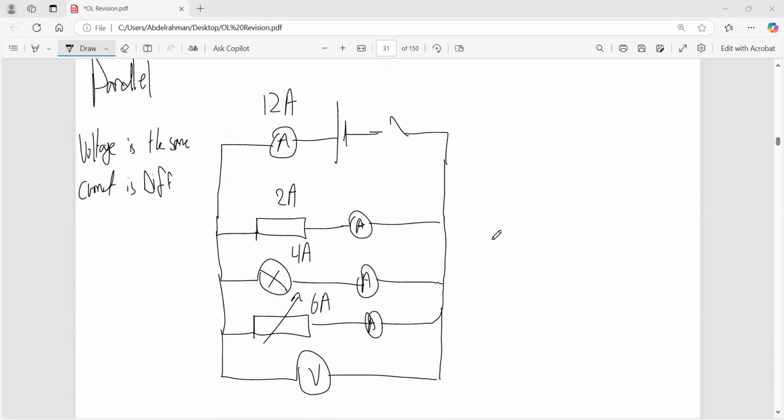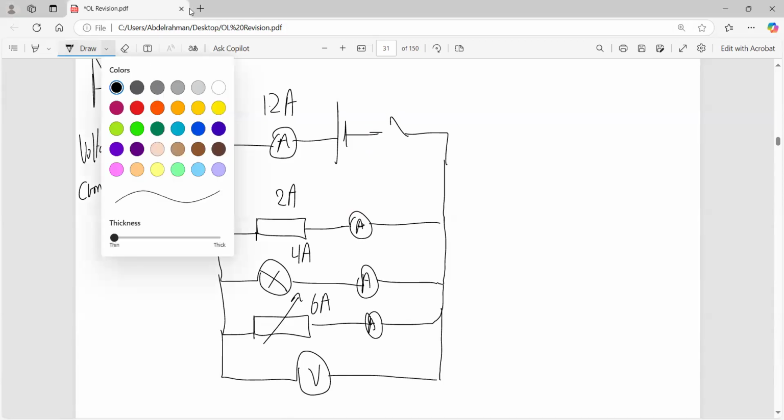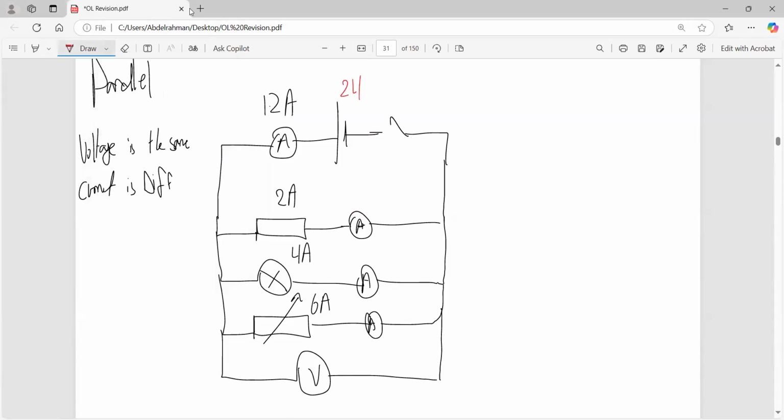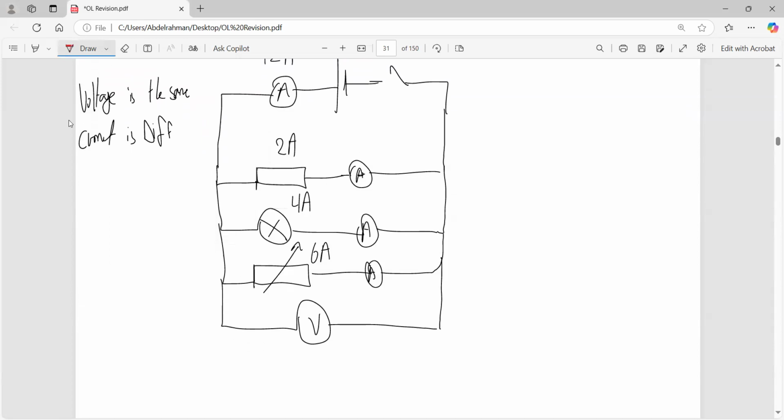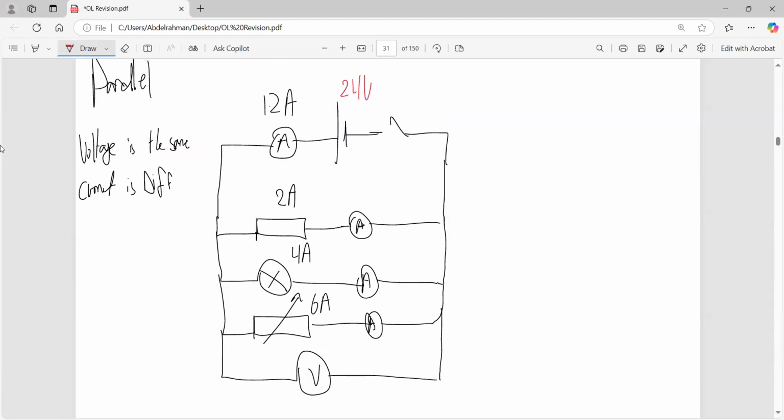And each of them has a voltage which is the same as the battery. Let's say the battery is 24 volts. If I ask you about the potential difference of any of these components, it would also be 24 volts, and that's why I only used one voltmeter. But there's a difference between saying what is the potential difference and what is the EMF, or the electromotive force.